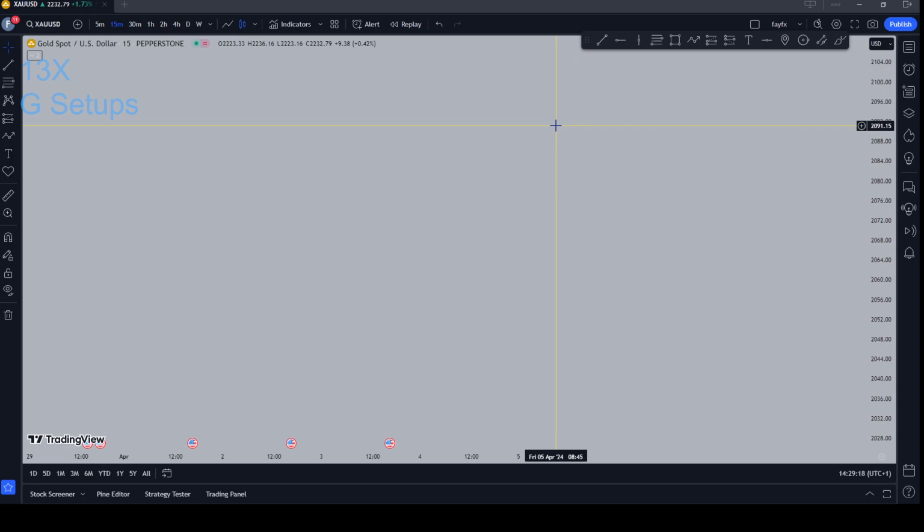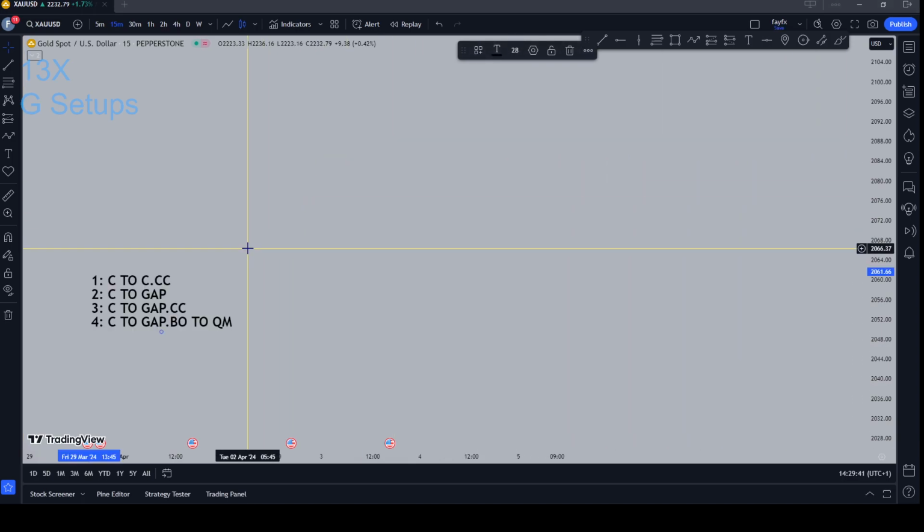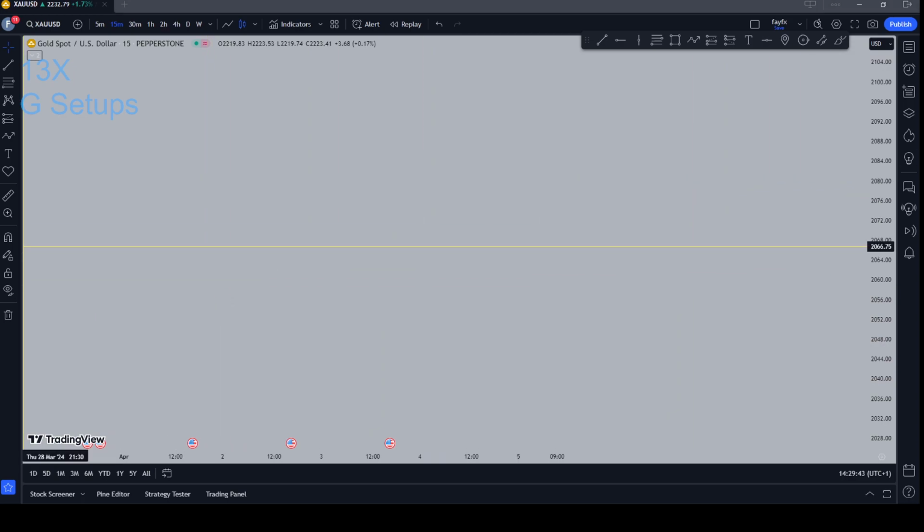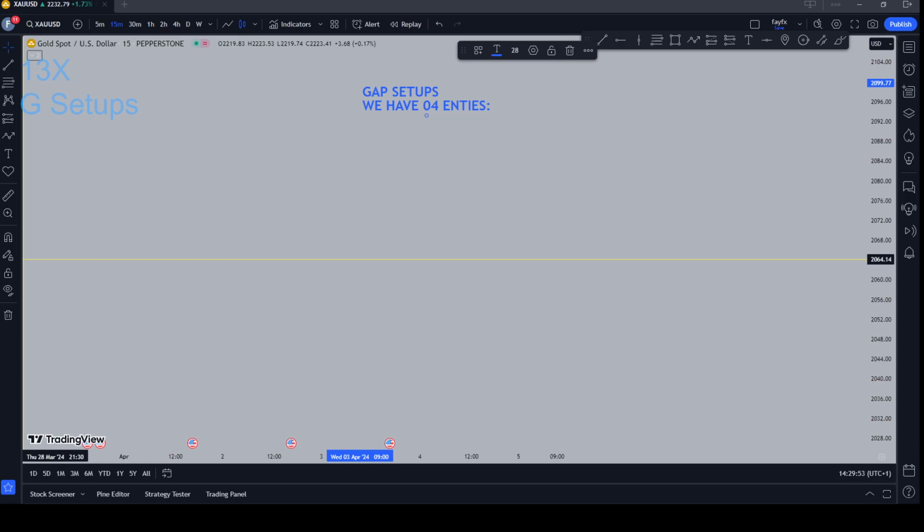Today we are going to see another kind of setups, gap setups, like we did in classic setups. We are going to use the two concepts combined: CC entries and equilibrium entries. Also for the gaps, we have four entries. Let's begin with the first one.